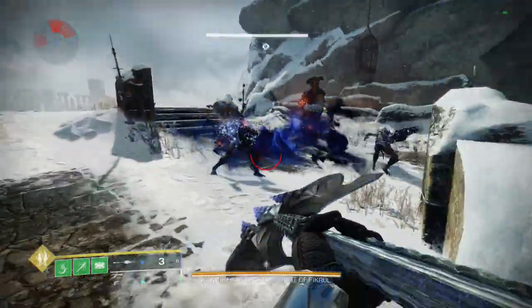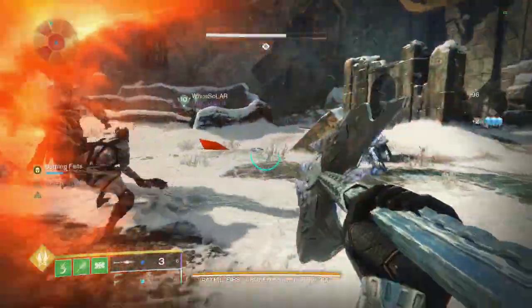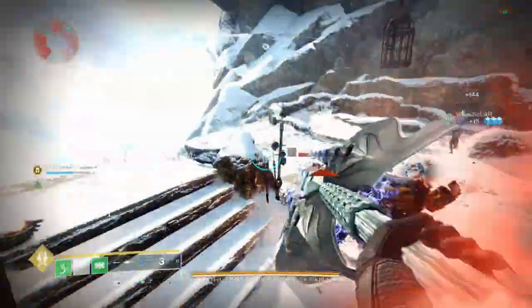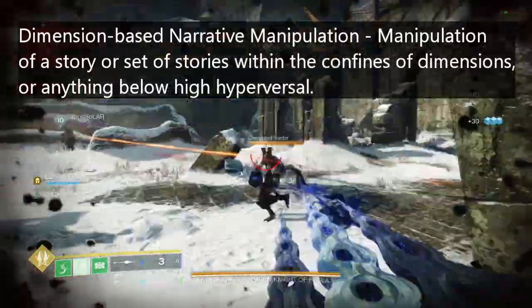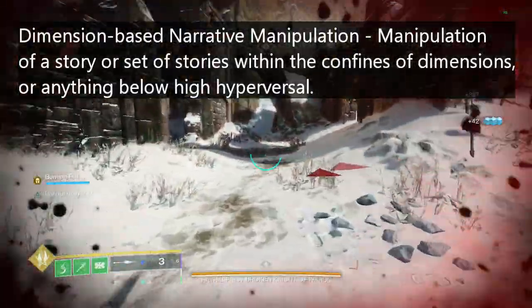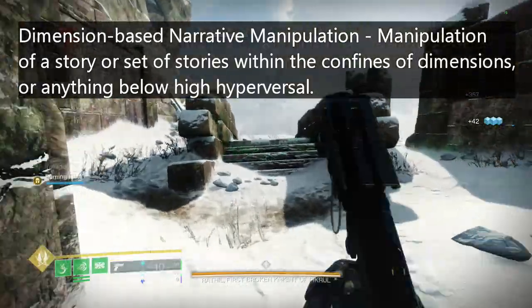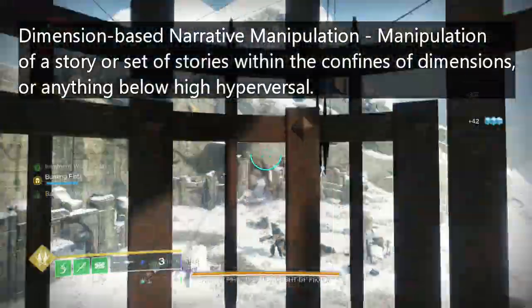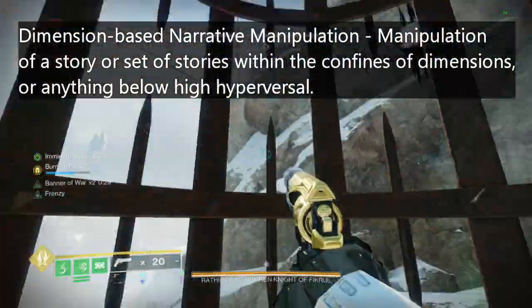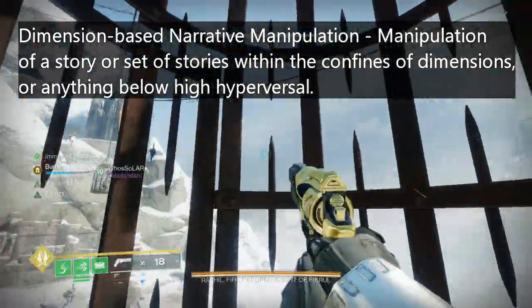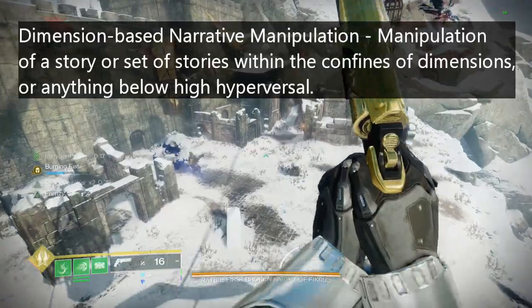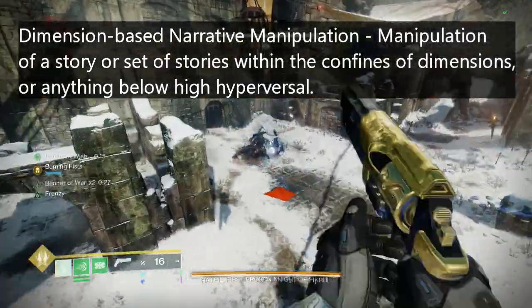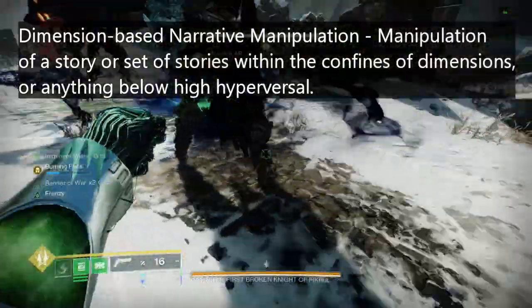So let's classify some versions of narrative manipulation so you guys know the standard going into the video. First, let's start with dimension-based narrative manipulation. Dimension-based narrative manipulation works on the level of basically human level up to infinite dimensional. Narrative manipulation of the dimensional nature means that you can manipulate any and all parts of the cosmology from within the boundaries of that high hyperversal or lower spaces.